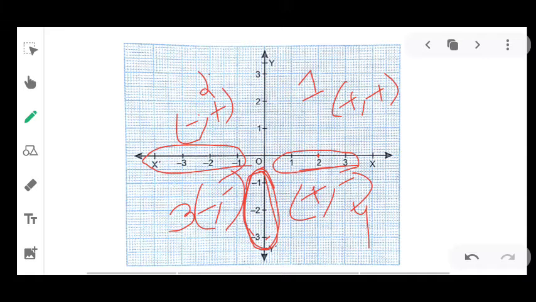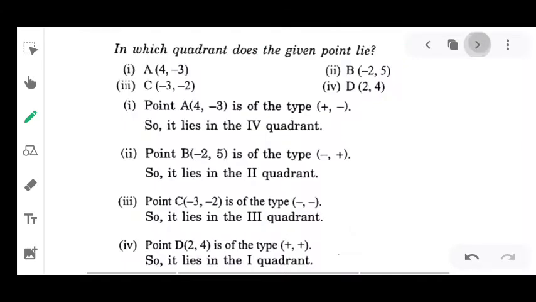Okay, so the sign of the fourth quadrant will be plus minus. Clear? The sign of the first quadrant will be plus plus. The sign of the second quadrant will be minus plus. The sign of the third quadrant will be minus minus, and the sign of the fourth quadrant is, sorry, plus minus. Clear?